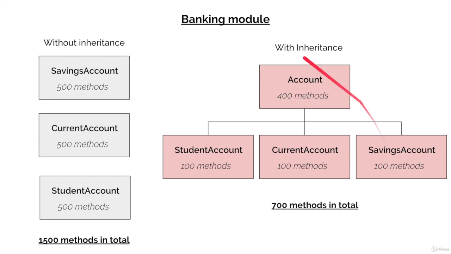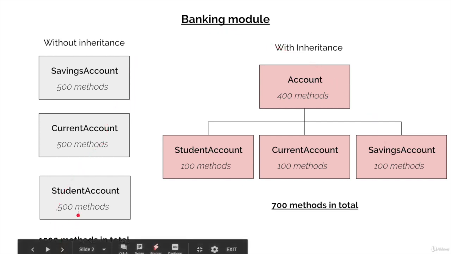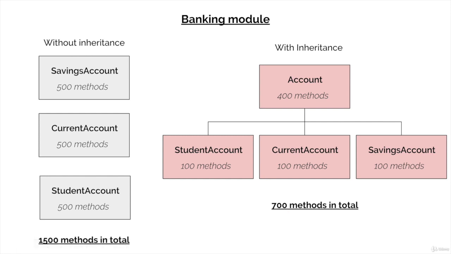Also, I would like to mention that you are writing 1500 methods in total without inheritance, but with inheritance you are writing just 700 methods. So it also reduces the code size or the code base by a lot, and it's much easier to maintain as well.